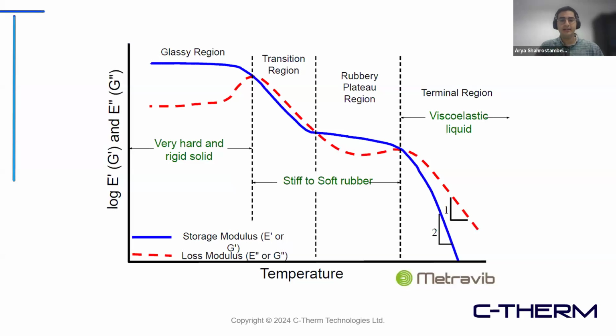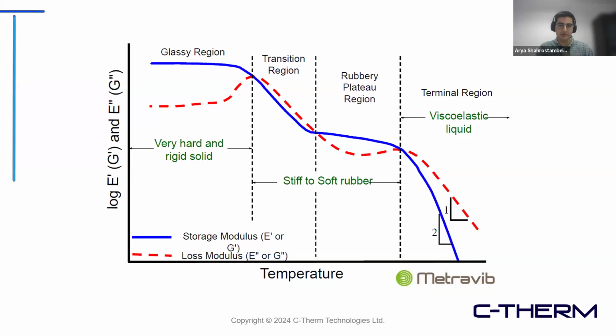But let's look at a typical graph of the DMA results. As we mentioned before, based on the frequency you're applying your deformation or force to your material, the material behavior will change, and temperature has the same effect on your material. By changing the temperature, your material will show different viscoelastic properties. So it's important to take note that frequency and temperature can affect your material's behavior.